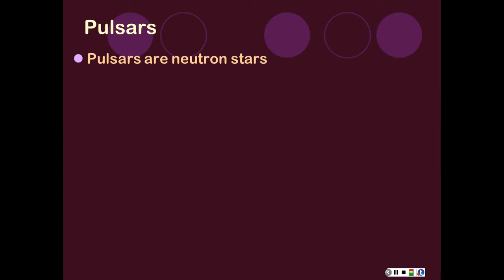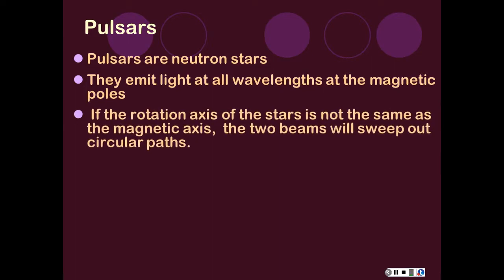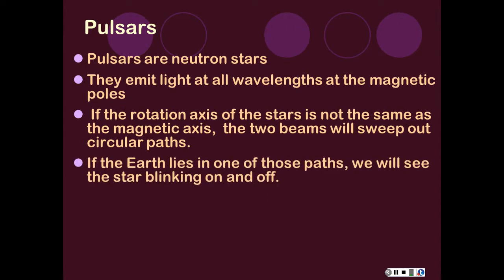So, just to summarize, pulsars are neutron stars. They emit light at all wavelengths at their magnetic poles. It's possible that the rotation axis will line up with the magnetic axis, in which case you won't get the lighthouse effect, but as long as they're offset, then you'll get this sweeping out of circular paths that we will see occasionally. But we have to be on that line of sight.